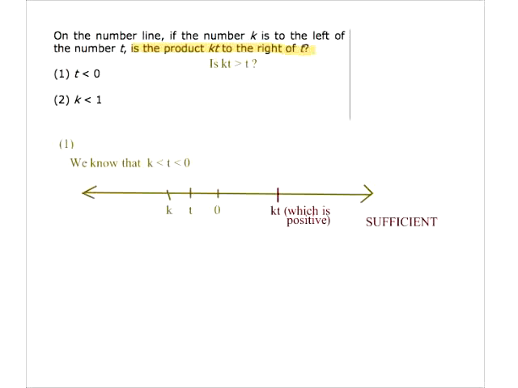Statement 2, let's take a look. We know that k is less than 1. So, and k is also less than t. We know that k is less than 1, and also that k is less than t. No idea of the order of t and 1.